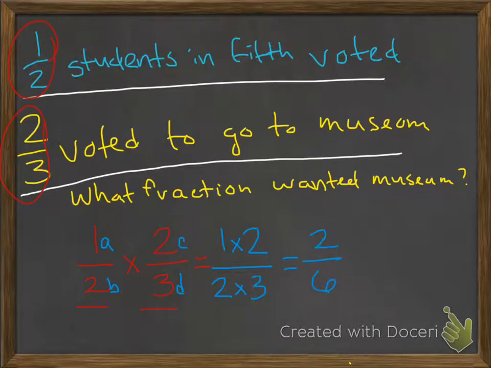2/6. The last thing we want to do is to make sure that this is in simplest form. I see that 2 and 6 are even numbers, and the only factors of 2 are 1 and 2. So since 6 is an even number, I can divide both 2 and 6 by 2, the greatest common factor, which gives me 1/3. So 1/3 of the entire class voted to go to the museum.